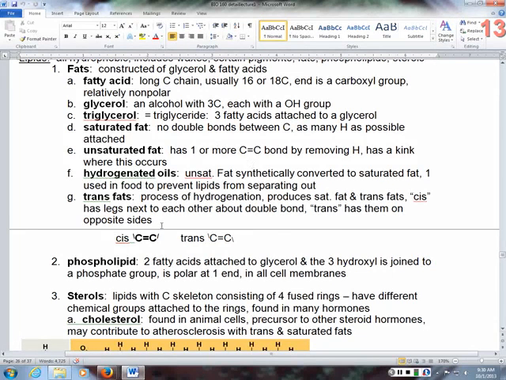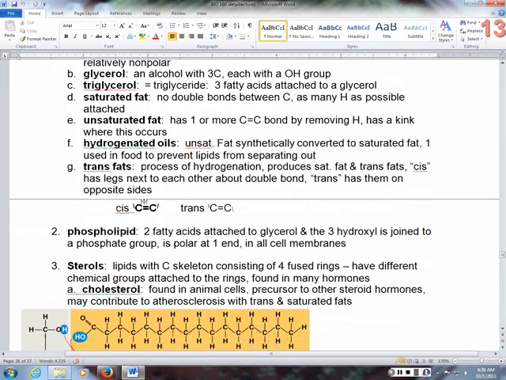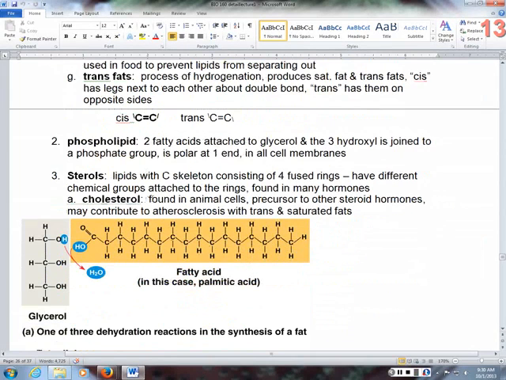So we already talked about the hydrogenated oils and the trans fats. So phospholipids, these are going to have two fatty acids attached to a glycerol in there. And the third thing is going to be a hydroxyl on there that's joined to the phosphate group. The way we typically draw these is this represents your phosphate end or your phosphate head, and you've got your two fatty acids that come down off of there. That's a real typical way to see those drawn. This is going to be in all cell membranes.